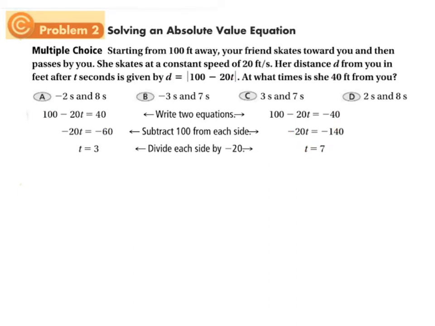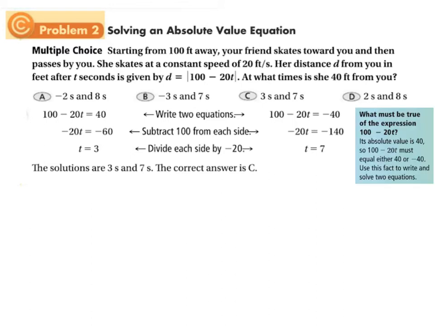Okay, what does that mean? Well, essentially, if you remember what the question was, the solutions are 3 seconds and 7 seconds. After 3 seconds, she's 40 feet from you and still approaching. And after 7 seconds, she's 40 feet past you after having passed you. Okay, so the correct answer is C, after that many seconds. Oh, and by the way, this says, what must be true of the expression 100 minus 20t? Okay, well, it's got to either equal 40 or negative 40, and that's how we write them.